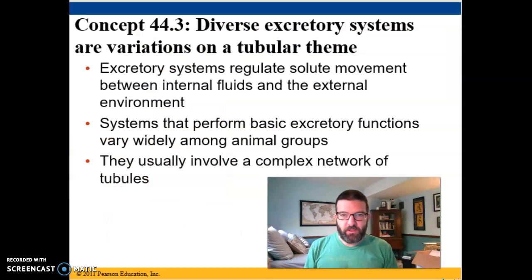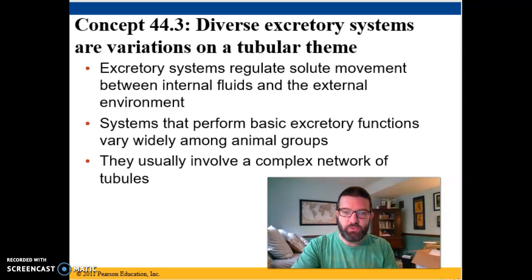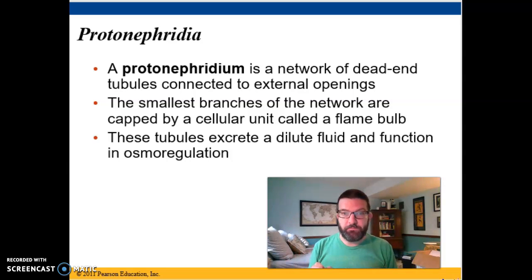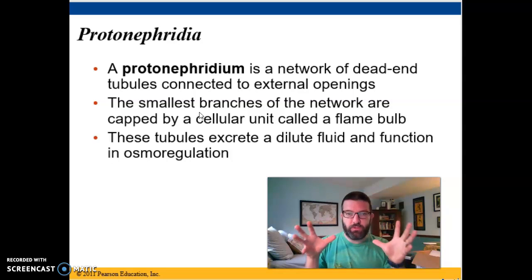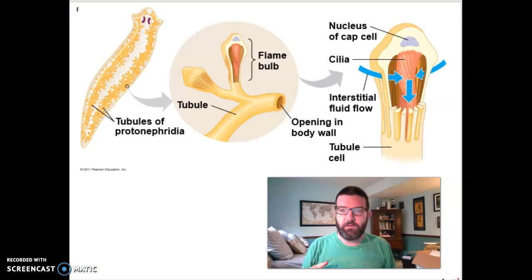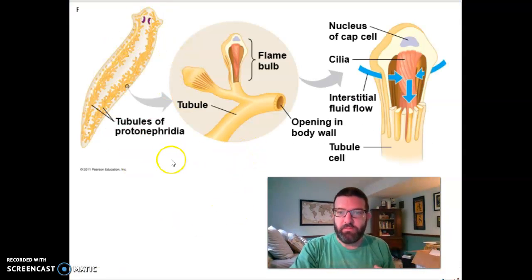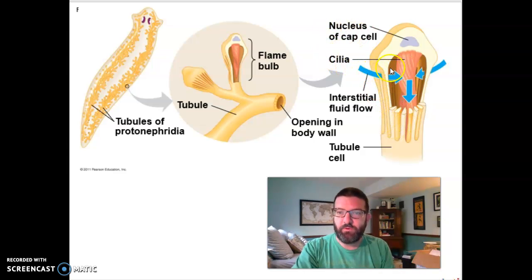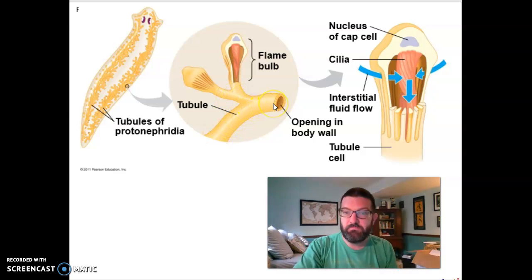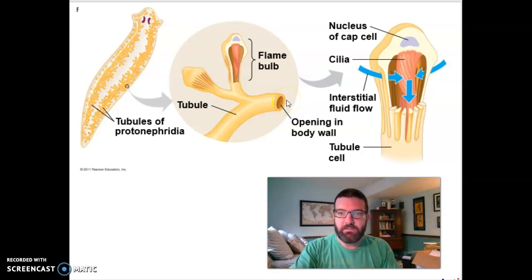The organs or body structures that animals have evolved to regulate our osmolarity and to get rid of nitrogenous wastes are fairly different between different animal groups, but they usually involve some complex of tubules. One of the oldest and simplest is called a protonephridium, and nephro usually refers to kidneys, so this means like before the kidneys. It's a network of tubules that dead end that are connected to some external openings, and they have this cellular unit called a flame bulb, and that allows for some exchange. Here you can see an example of a protonephridium in a platyhelminth, so a flatworm, and this is all your tissue fluid, and it's drawn into these tubules because there are cilia in this flame bulb here that draw fluid in. You have some filtration here, and then this tubule sends the fluid, this is kind of like their urine, out the opening body wall and into the environment.